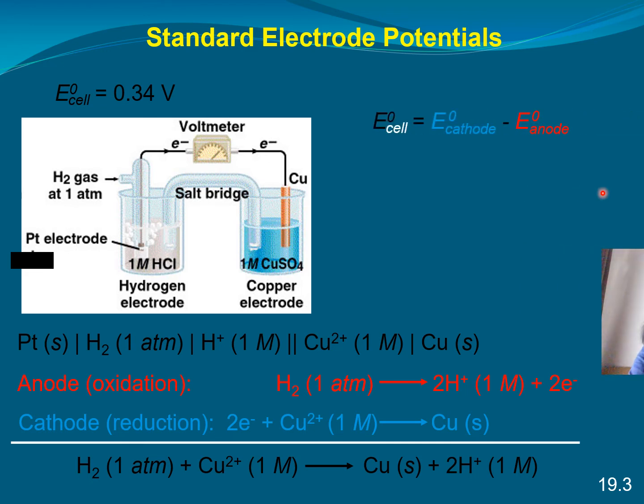Okay. So how will we calculate the E naught cell? E naught cell is equal to E naught cathode minus E naught anode. Here you know the electrode potential of the cell. You come to know from this the value that comes here. And E naught anode, you know it's 0. So you can calculate E naught cathode. E naught cell is 0.34, E naught cathode is unknown, and E naught anode is 0. So you can calculate E naught cathode as 0.34 volts.